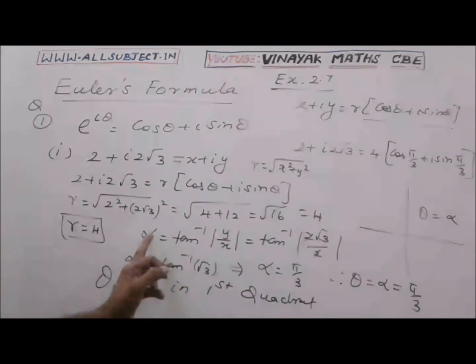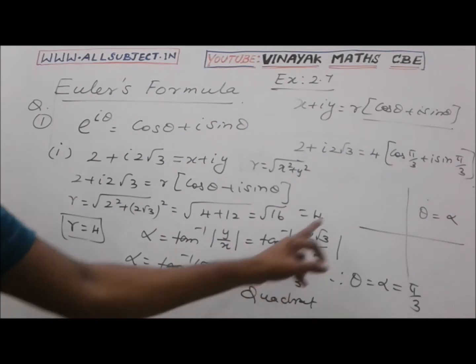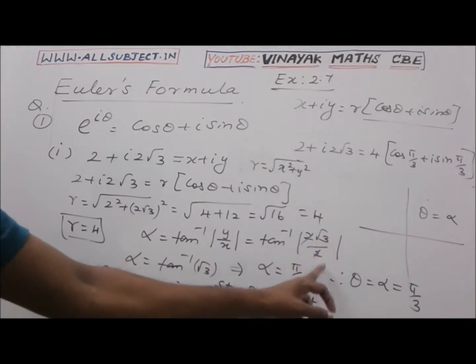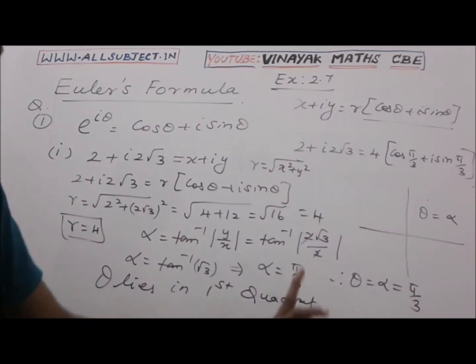Then find alpha equal to tan inverse of modulus of y by x. That is tan inverse of 2 root 3 by 2, that is root 3. Alpha equal to tan inverse of root 3 implies alpha equal to 60 degrees. Taking tan on both sides, tan alpha equal to root 3. So alpha becomes 60 degrees, since for 60 degrees we have tan value root 3. So alpha equal to pi by 3, that is 60 degrees.